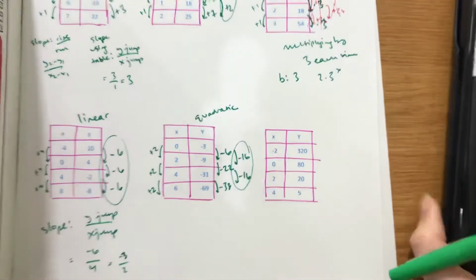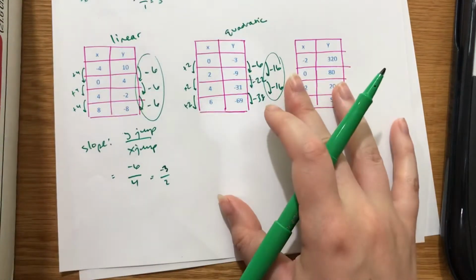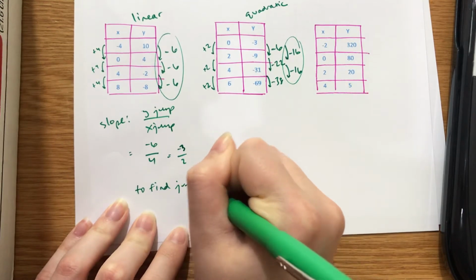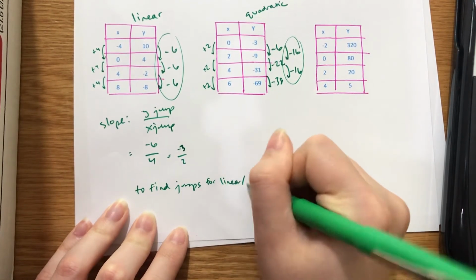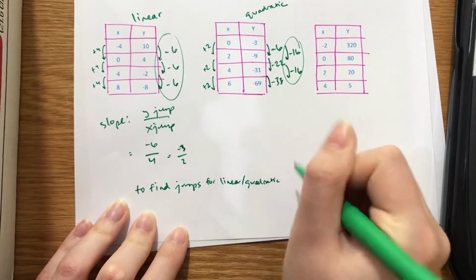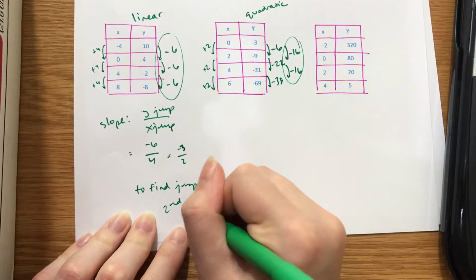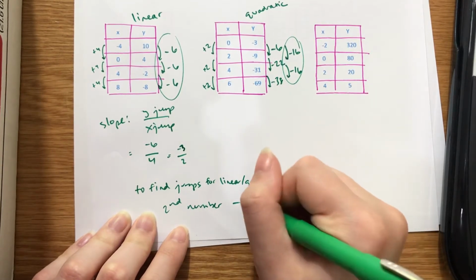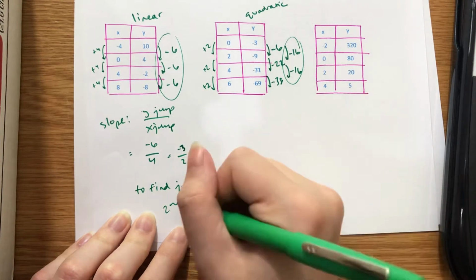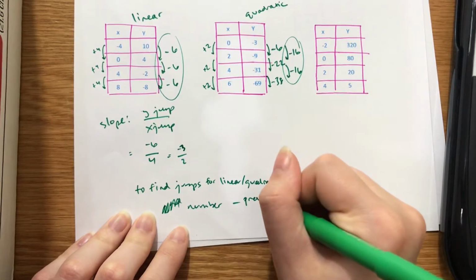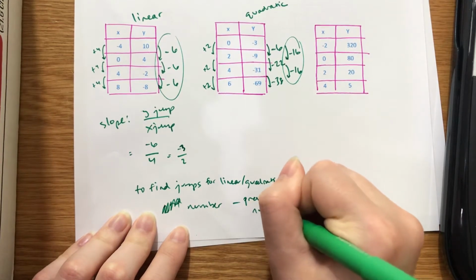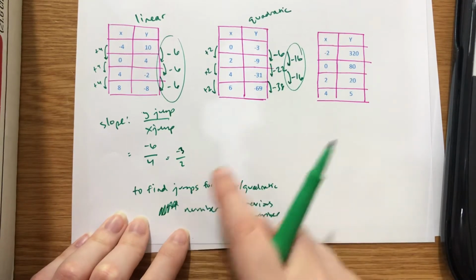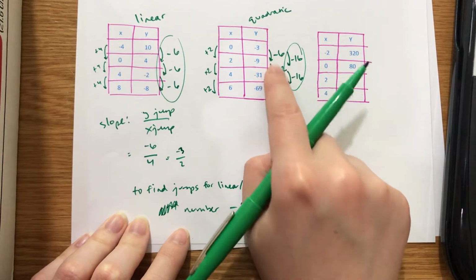So to find the jumps, and maybe I'll make a note of that down here, to find jumps for linear or quadratic, do the second number minus the previous number. Take the number that you're on minus the previous number. So to find any jump, take the number that you want minus the previous number to find that jump between those two.